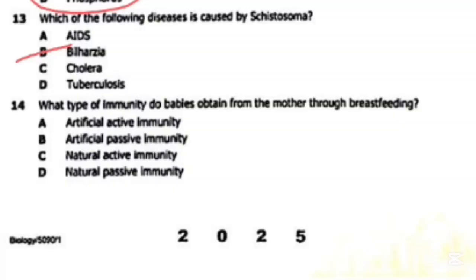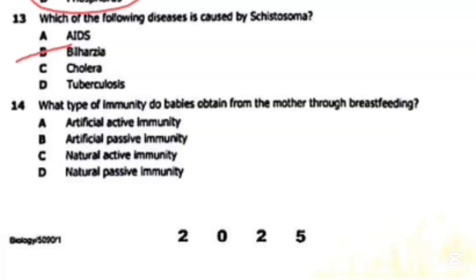Then when we talk about artificial passive immunity, this is a type of immunity where you inject the baby with preformed antibodies or antitoxin to help fight the disease.